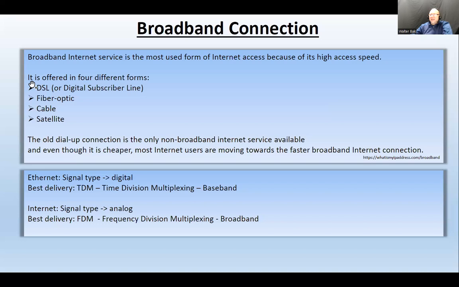Internet is offered in four different forms. DSL, fiber optic cable, satellite. DSL stands for digital subscriber line, and that's the internet that is given to you over the telephone lines. Fiber optic. Cable is the one that we're talking about through coaxial cable, and satellite is satellite through the air. And the old dial-up connection is the only non-broadband. So as we go along, the broadband thing is going to be demystified. So I'm just going to keep using that word just to irritate you. The old dial-up modem is the only non-broadband internet service available.